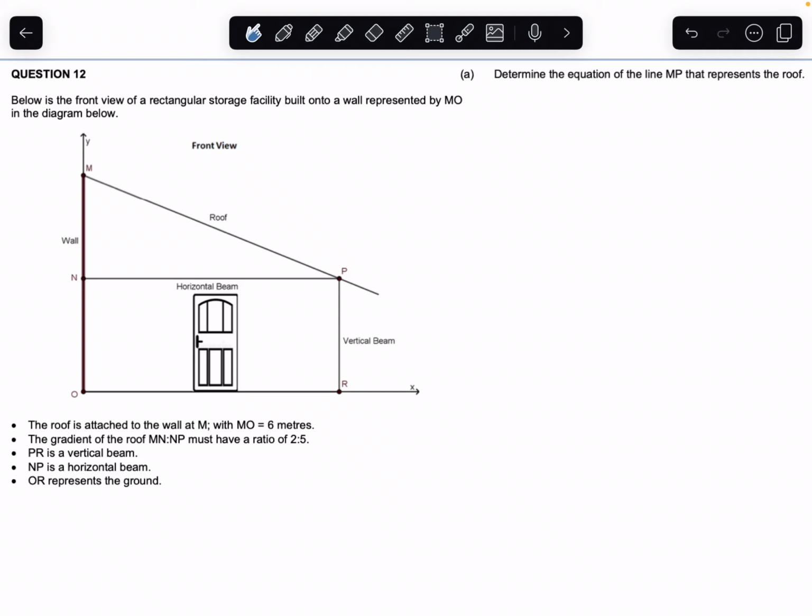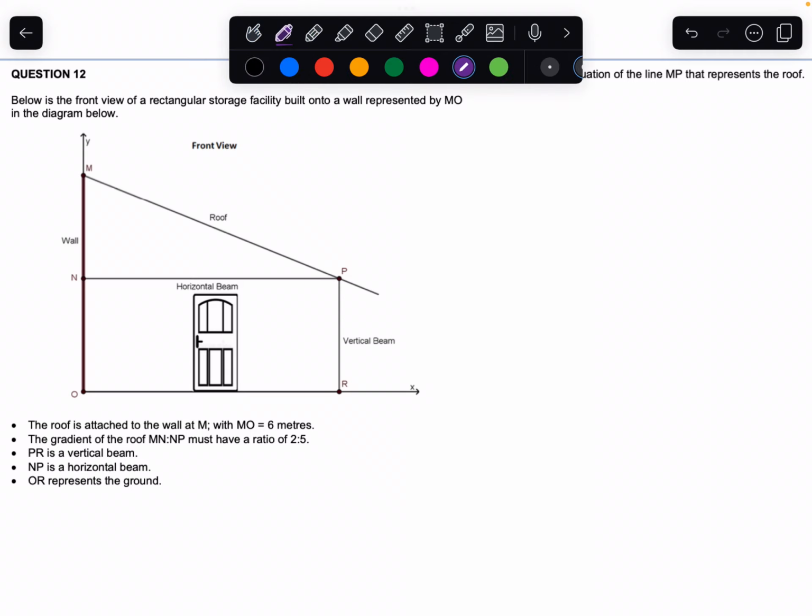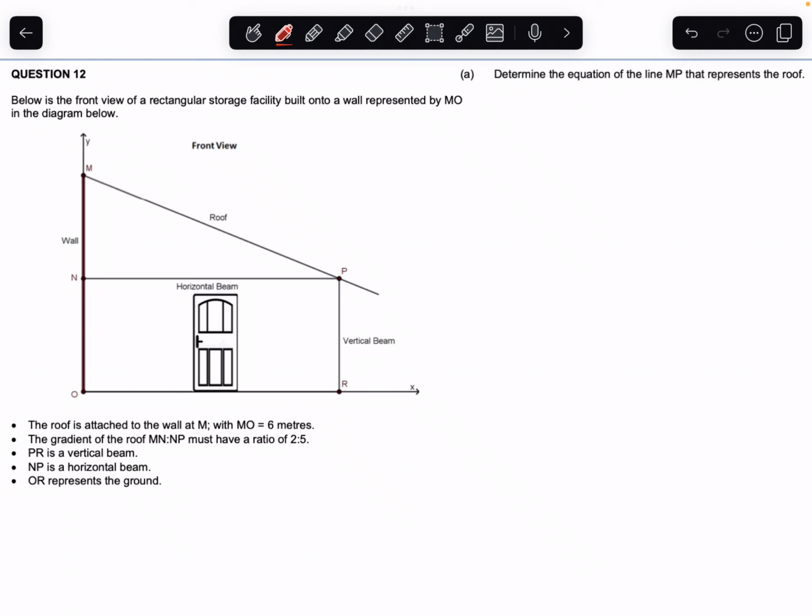Question 12. So, below is the front view of a rectangular storage facility built onto a wall represented by MO in the diagram below. The roof is attached to the wall at M with MO equals 6 meters. So they've ever so kindly given us a Cartesian plane to work with, so we will work with it. So M is at (0, 6).